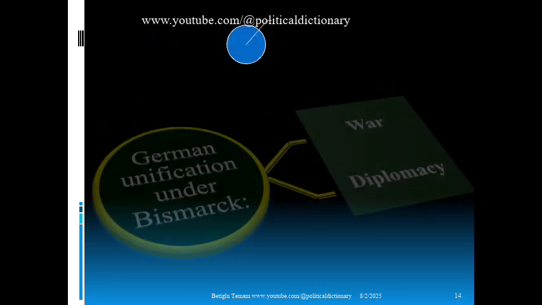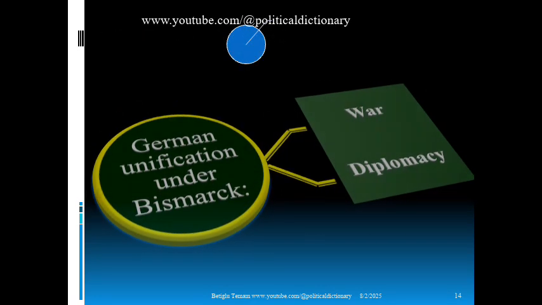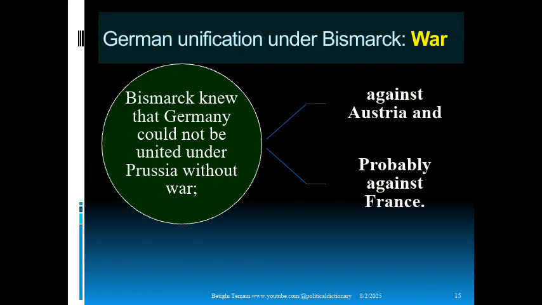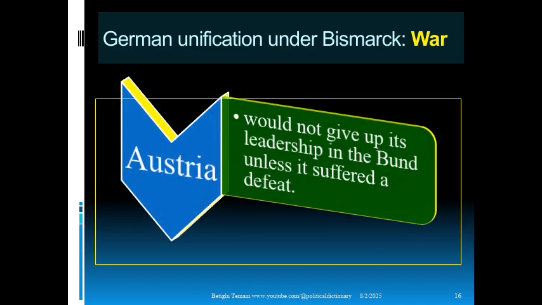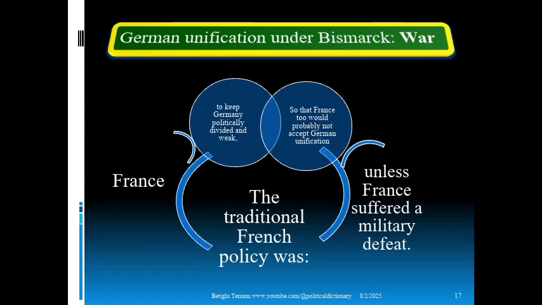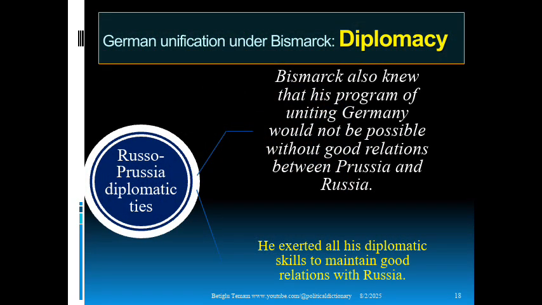Bismarck knew that Germany could not be united under Prussia without war against Austria and probably France. Austria would not give up its leadership in the Bund unless it suffered a defeat. The traditional French policy was to keep Germany politically divided and therefore weak, so that France too would probably not accept German unification unless France suffered a military defeat.